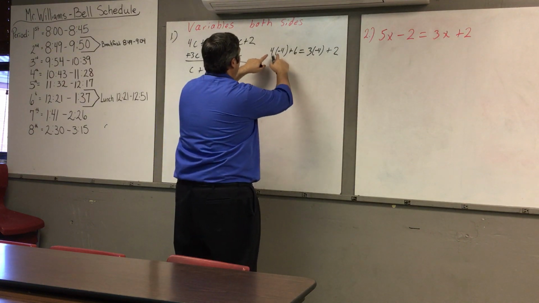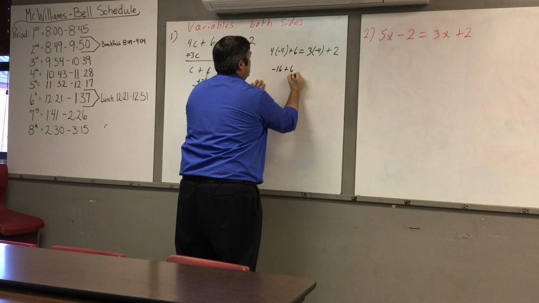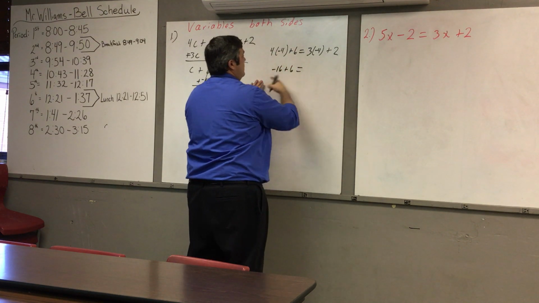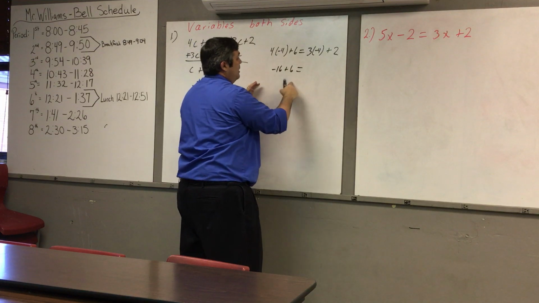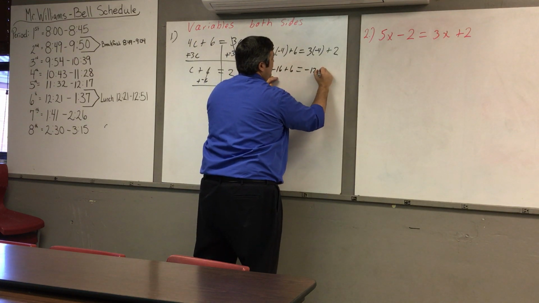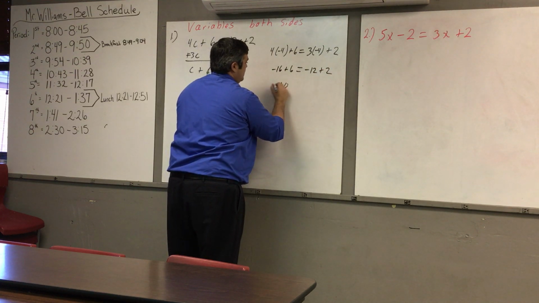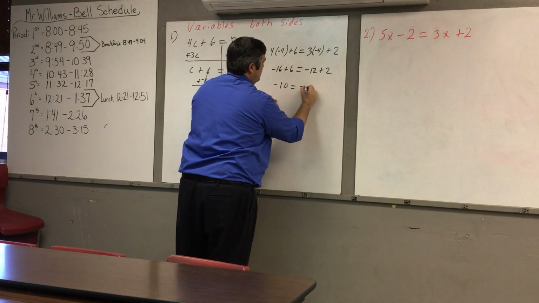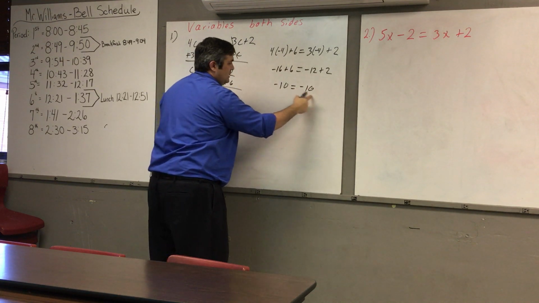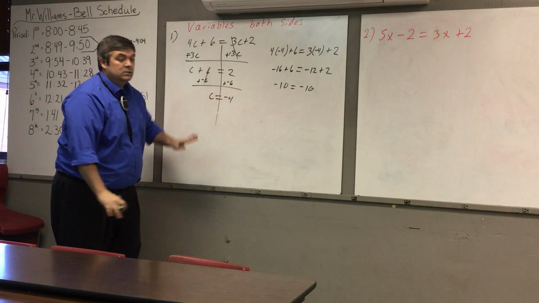So 4 times negative 4, negative 16, plus 6 equals, and now I'm doing one step and rewriting it. So I did one step here, negative 12 plus 2, negative 16 plus 6 gets me negative 10 equals negative 10. This side is set equal to that side. This is a good answer. That's what that looks like.